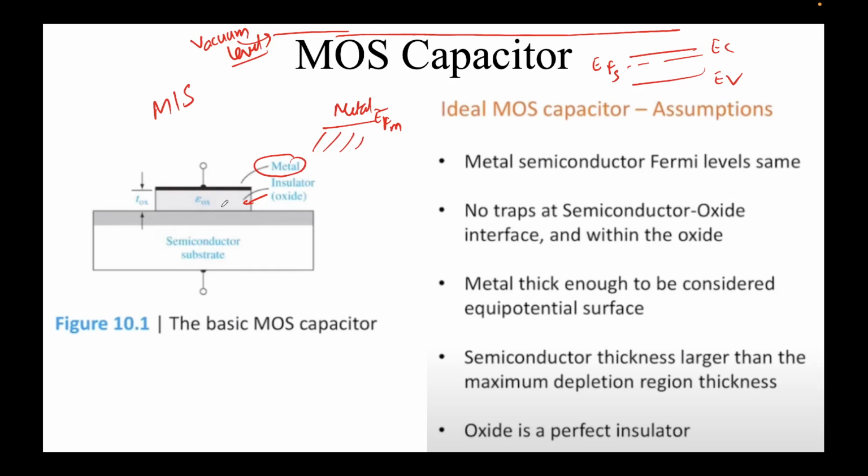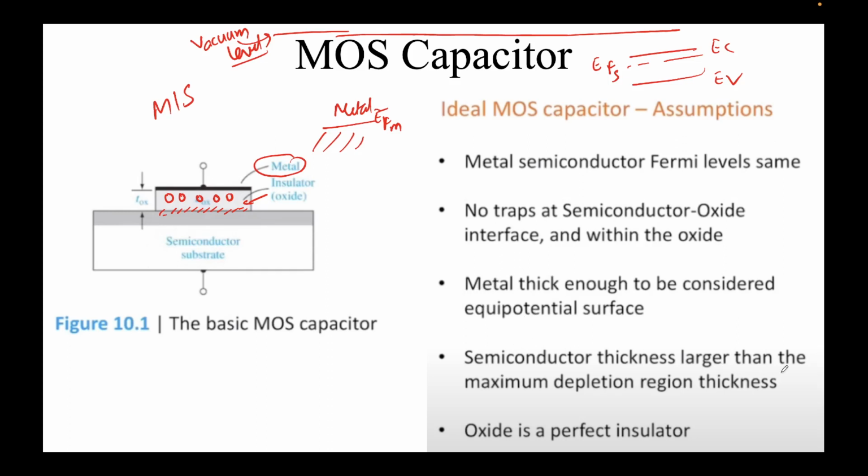And there are no traps. This means the insulator is of very good quality, with no traps on this perfect interface, or in the bulk here. This means no charges here or anything. The metal is thick. Sometimes the metal is thin, and then the electric field is not uniform. So the metal is thick enough that we can assume the metal is equipotential. This is very rarely violated, by the way.